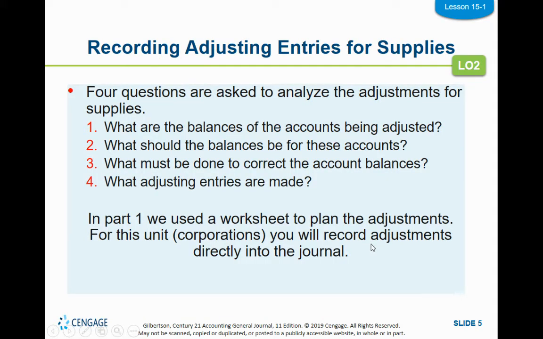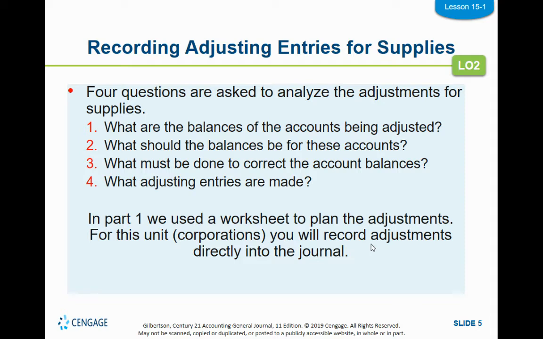So once you have those equal, then we have to do our adjustments. In this lesson, we're going to look at supplies and prepaid insurance, just like we did in part one. There are four questions basically that you have to look at. The first one is, what are the balances of the accounts that are being adjusted? What should those account balances be? What has to be done to make them correct? And then what adjusting entry has to be made.